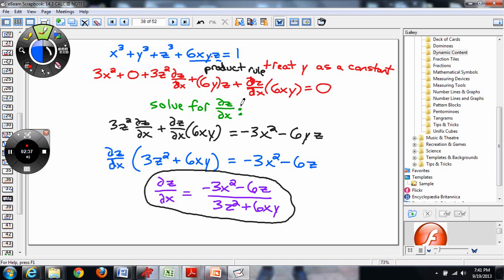And then really from there you just want to isolate your partial derivative of z with respect to x. And so again, similar to our single variable calculus, you just want to get all the dz dx's on one side, and then factor it out, and then isolate it. So pretty straightforward from there.